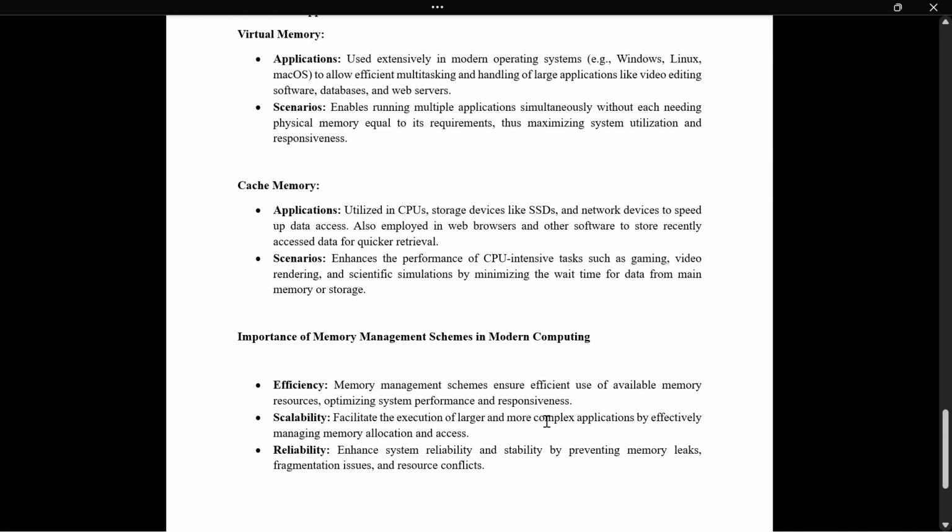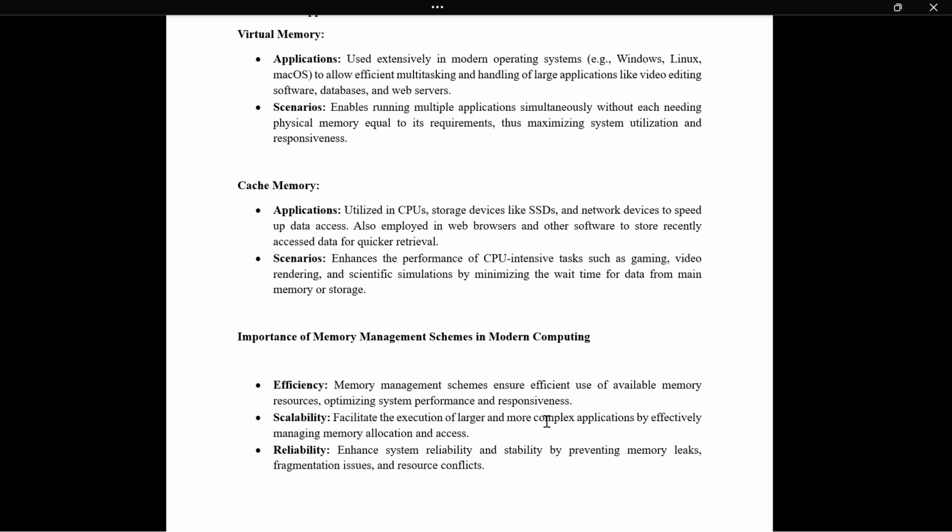responsiveness. Cache memory: it is utilized in CPUs, storage devices like SSDs, and network devices to speed up data access. It is also employed in web browsers and other software to store recently accessed data for quicker retrieval. Scenarios: enhances the performance of CPU intensive tasks such as gaming, video rendering, and scientific simulations by minimizing the wait time for data from main memory or storage.